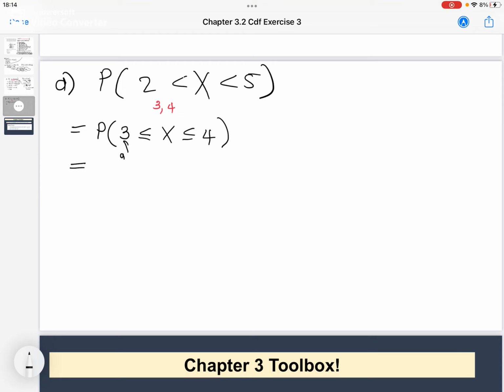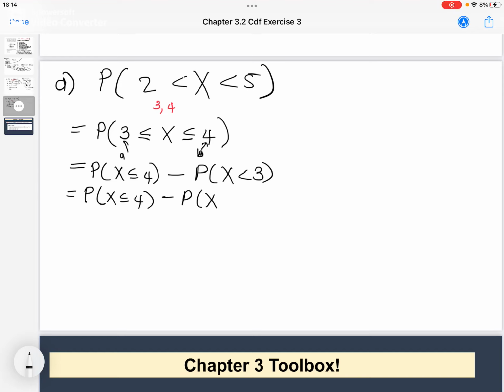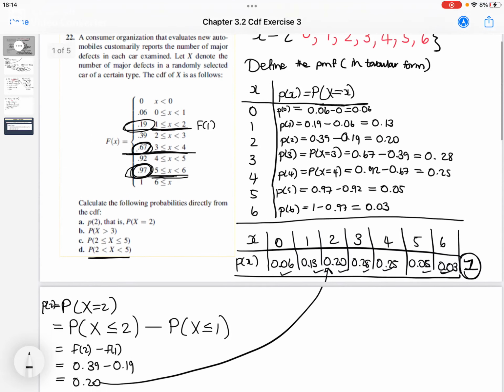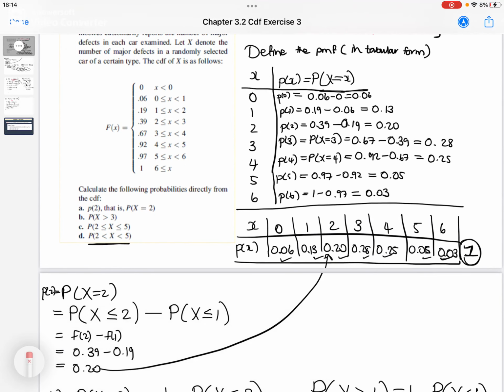Now if this is A and that is B, then the proposition says it's equal to the probability that x is less than or equal to 4 minus the probability that x is less than 3, which is equal to the probability of x less than or equal to 4 minus the probability of x less than or equal to 3 minus, or A minus in this case, which value is on the left hand side of 3? It is 2. So it's equal to F of 4 minus F of 2. F of 4, we go to our CDF formula. Let us see, where is 4 included? There. So F4 is 0.92.